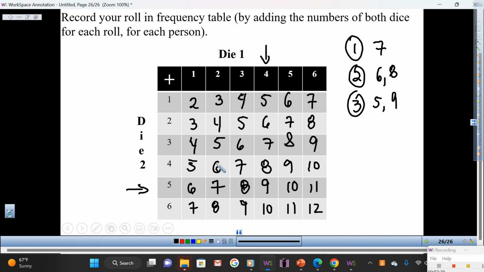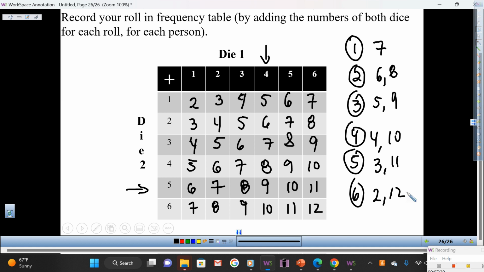For those of us that were going to choose 4 and 9, yeah, that would be the fourth option, 4 and 10. And then our fifth option would be what? 3 and 11. What would be our last option? 2 and 12. Okay. So, how do we use that formula that we just wrote down today?